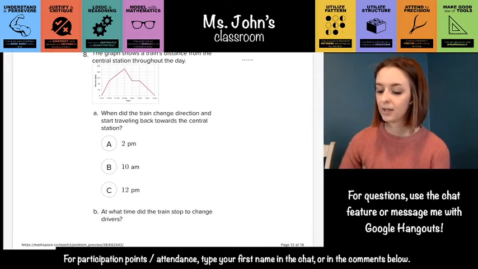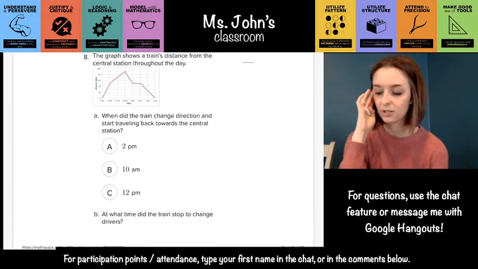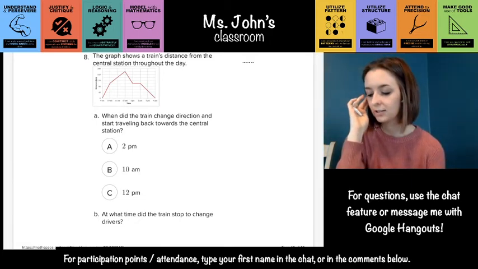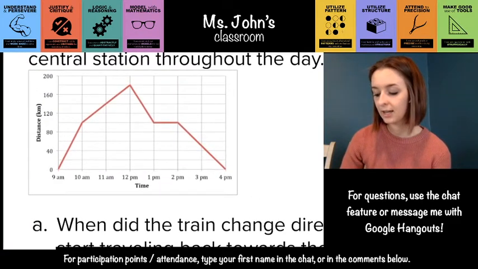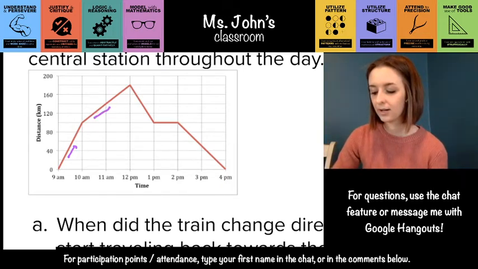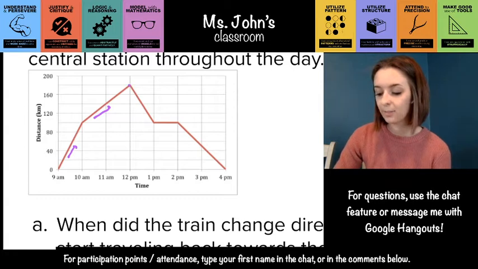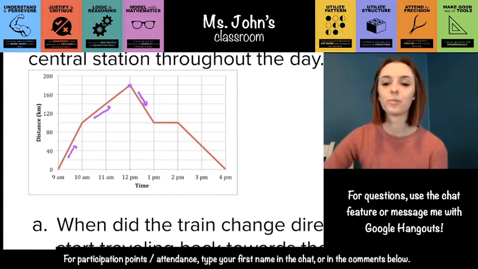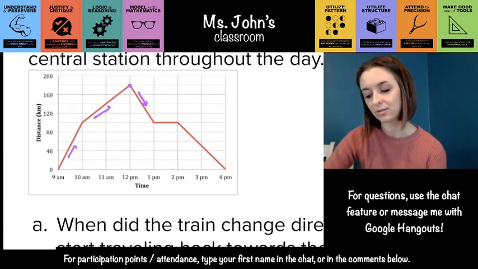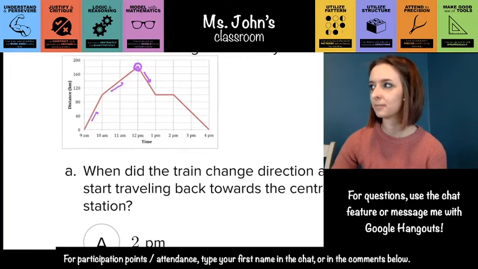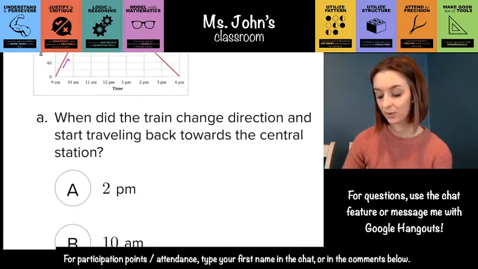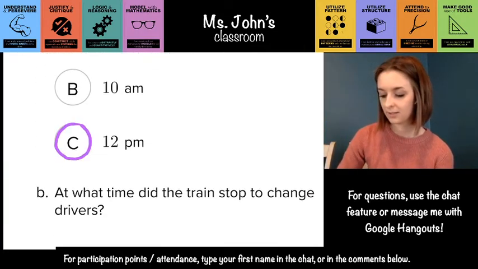Okay, getting there. This graph shows a train's distance from a central station throughout the day. When did the train change direction and start traveling back toward the central station? Okay, let's look at the graph. We have time versus distance again, and the train. Remember that these are like speeds, kind of. So it goes really fast the first hour, and then slower the second 2 hours, and then it peaks here, and then it starts going down in slope, which means it starts going back towards its original point. So it changed direction at that highest point, which is at 12 p.m. That's where it changed direction.